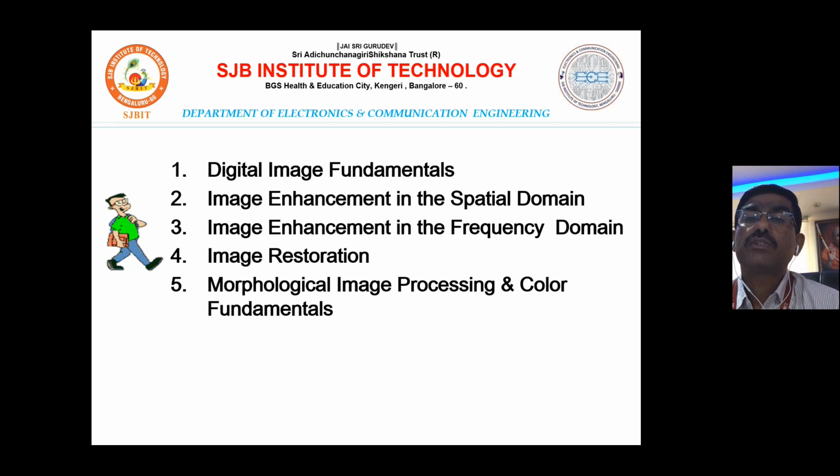And fourth module, we look into image restoration, to restore degraded images. Some different restoration techniques are available, so we are going to discuss them one by one in that particular module. And the last module is nothing but morphological image processing and color fundamentals. Some of the color images, conversion of the RGB model into different kinds of models, and morphological operations. All these things we are going to discuss from this module 5.